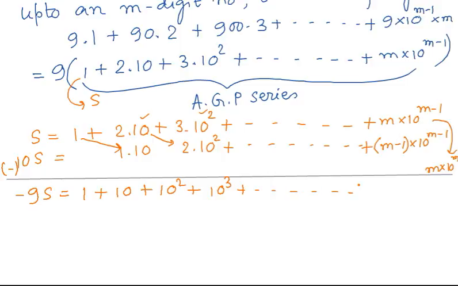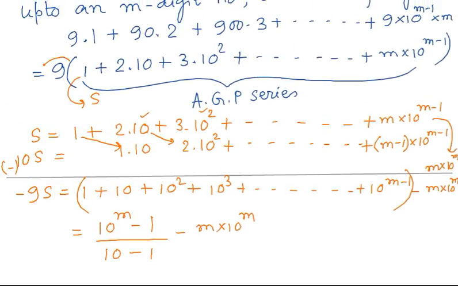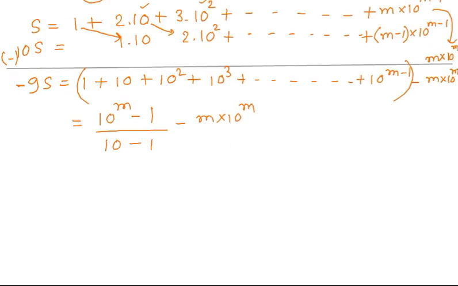Okay, so we are getting a pure GP series up to 10 to the power m minus 1, minus m into 10 to the power m. Now since starting from 1 up to 10 to the power m minus 1, this is a GP series, so we can apply the formula of GP out there. So it's going to be 10 to the power m minus 1 by 10 minus 1, minus m into 10 to the power m. Now we need to basically find out the value of 9s, and here we have got the value of minus 9s.